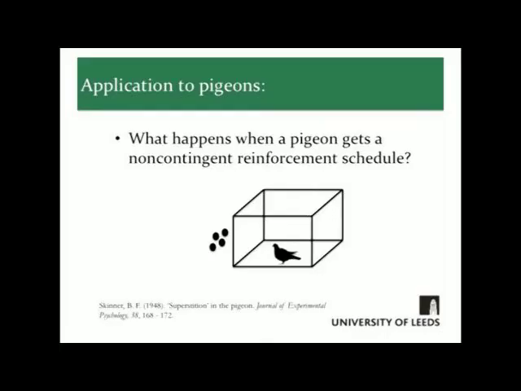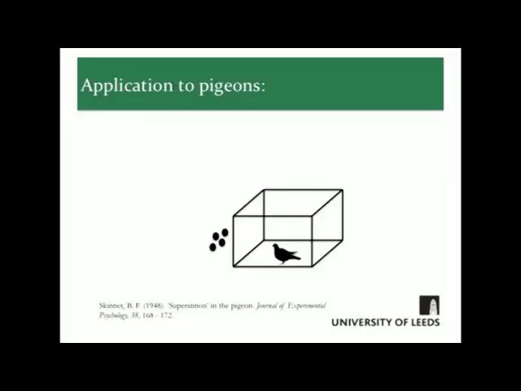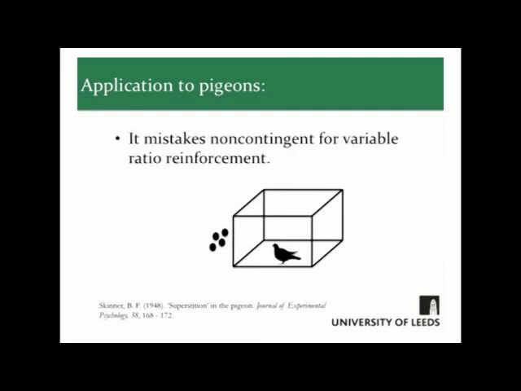So if you understand what a fixed ratio reward schedule is, and you understand what a variable ratio reward schedule is, and you understand what a non-contingent reward schedule is, what happens when you give a pigeon a non-contingent reinforcement schedule in a Skinner box? And the answer is very simple. The pigeon, sometimes, at least this is what B.F. Skinner observed, and independent raters also were able to observe and measure within very similar levels, is that the pigeon tends to mistake the non-contingent reinforcement schedule for a variable reinforcement schedule.